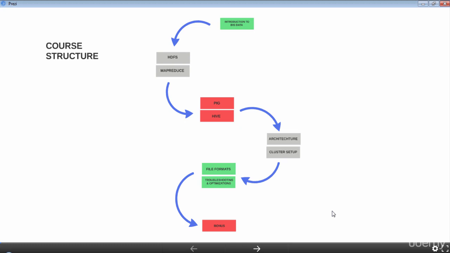In the next lesson, we'll go over the tools and setup you need to have to proceed with the course. See you in the next lesson.